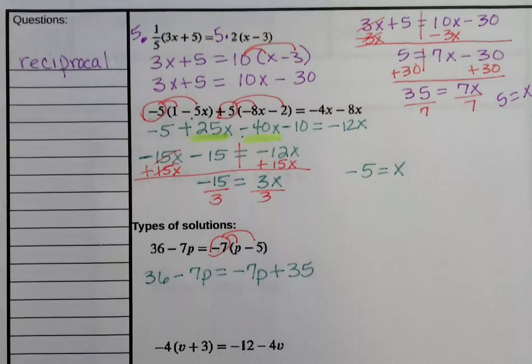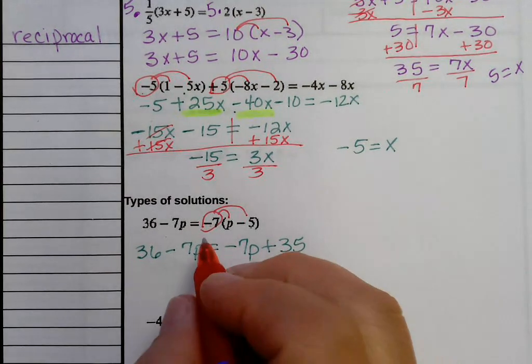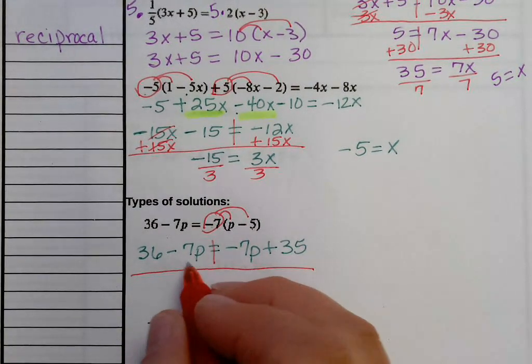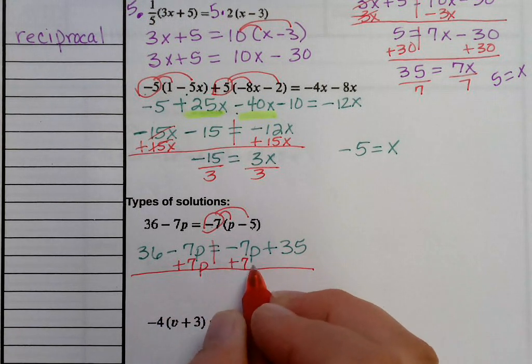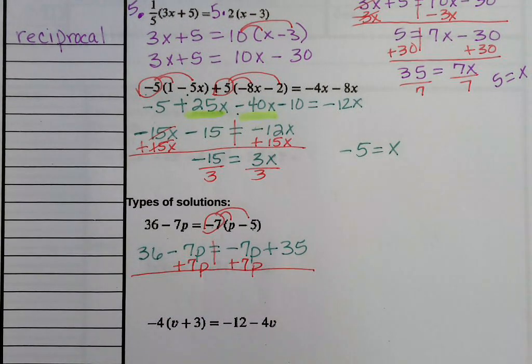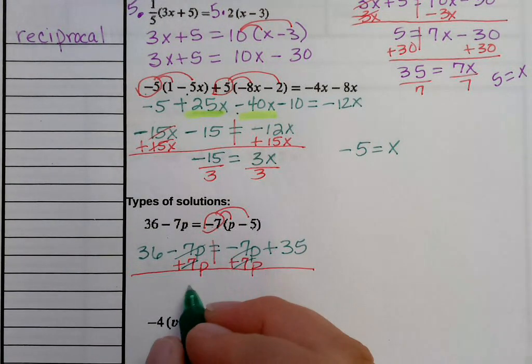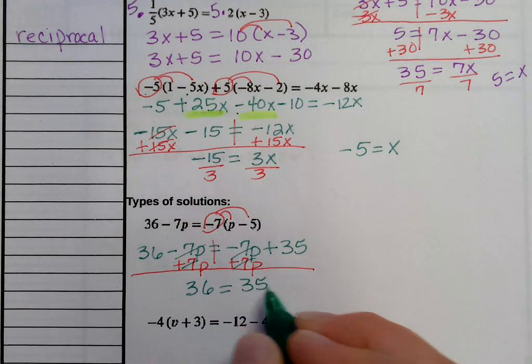Okay, so as we're evaluating, as we're thinking, do you see anything wrong with that picture? If you didn't, that's fine. This next step will show you what's going on. I'm going to add 7p to both sides. And I end up with, it's eliminated from both sides. 36 is equal to 35.